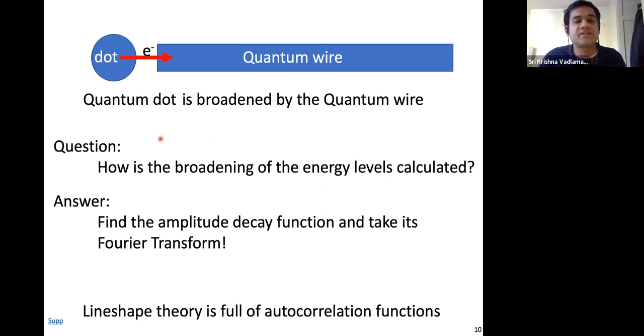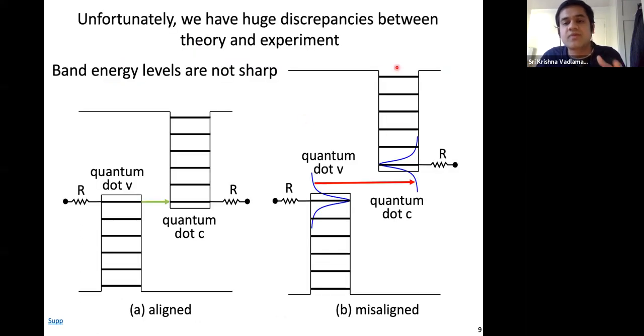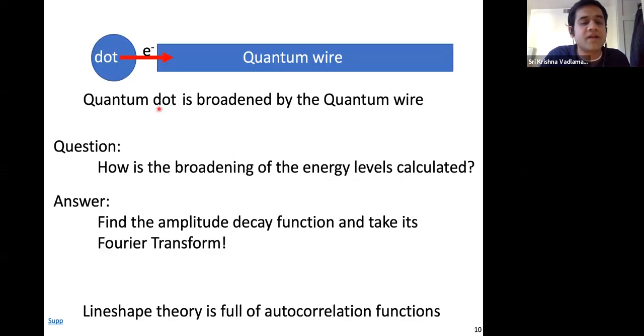So how do we find that line shape? How does it work? So we will look at just one half of this device. So you have this quantum dot, you have this lead, they are connected to each other. And how does that interaction broaden the levels? So there's the quantum dot, there's the wire, and the electrons that are leaking from the left to the right. And the way one would calculate these line shapes is using spectral line shape theory.